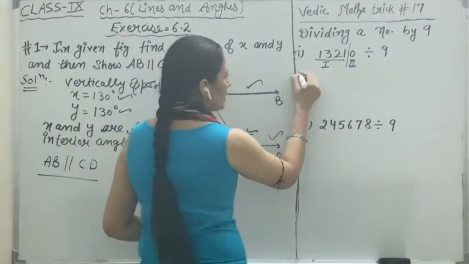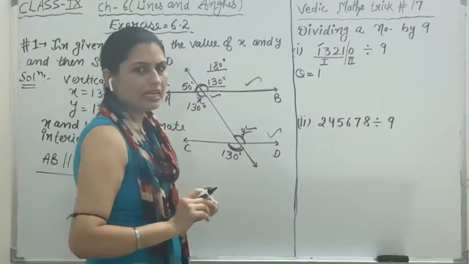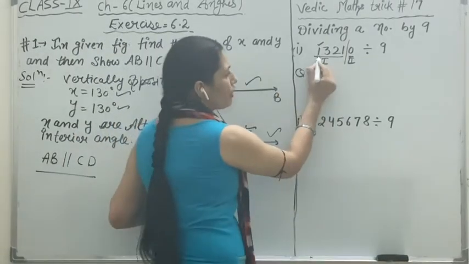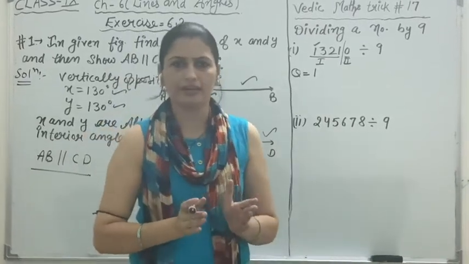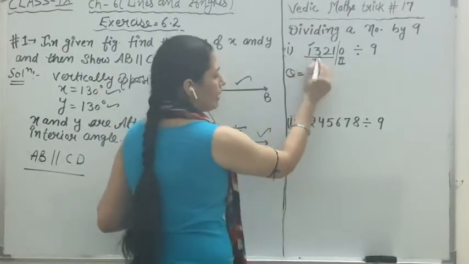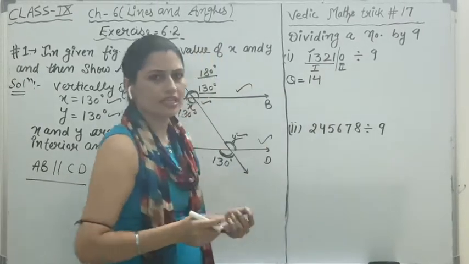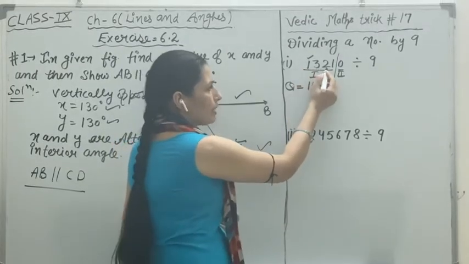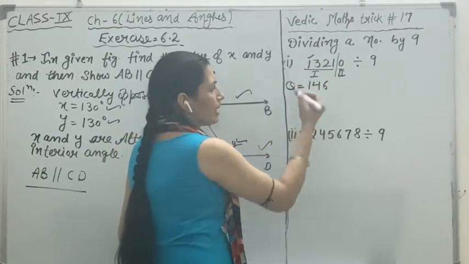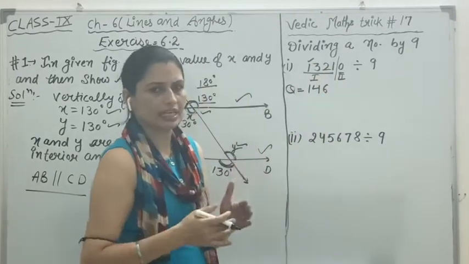Now, what is the quotient? The first digit as it is, the second digit is the sum of the first two digits. You start adding from the left hand side. So what is the sum of 1 and 3? That is 4. The next digit is the sum of the first three digits. That means 1 plus 3 plus 2, that is 6. The next digit is the sum of all the remaining digits, that is 4 digits.